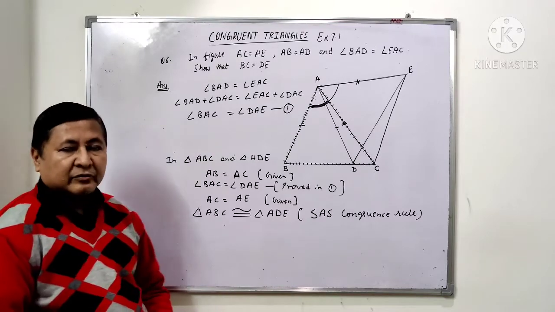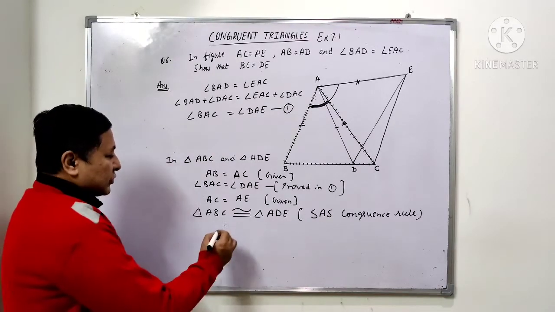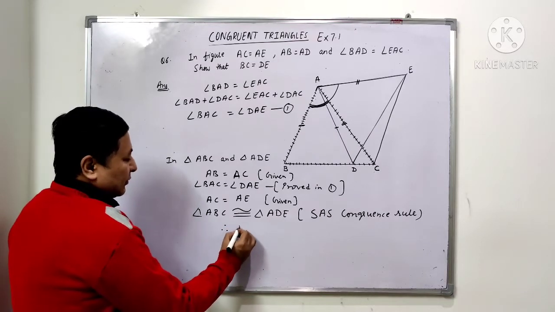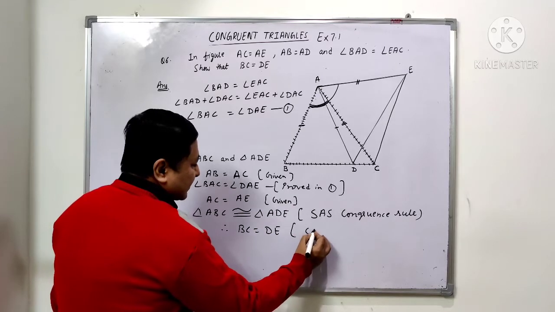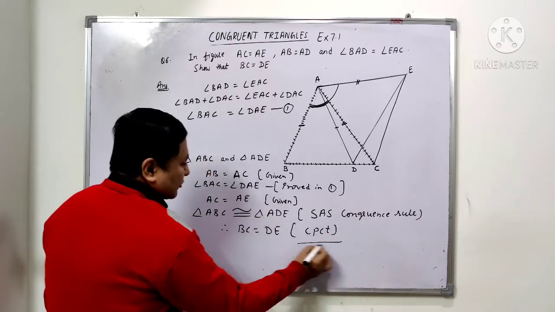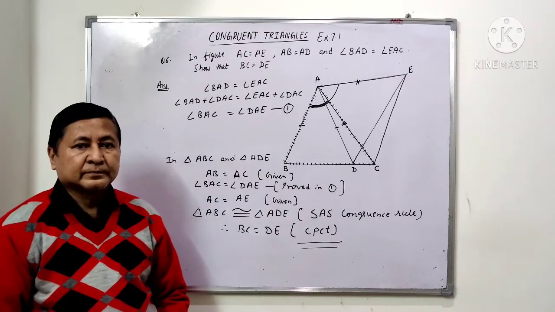And we know that whenever triangles are congruent, the corresponding parts are also equal. So therefore we can say that BC is equal to DE, and the reason is CPCT, that means corresponding parts of congruent triangles are equal.